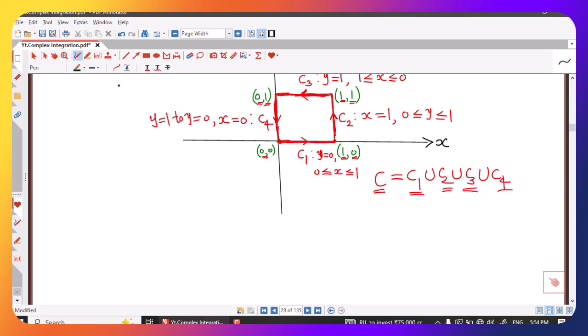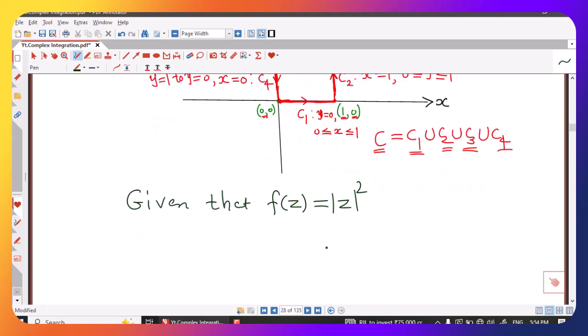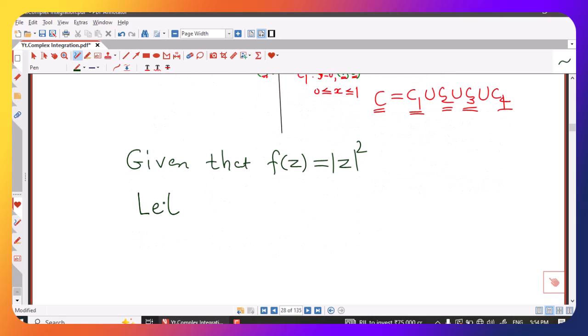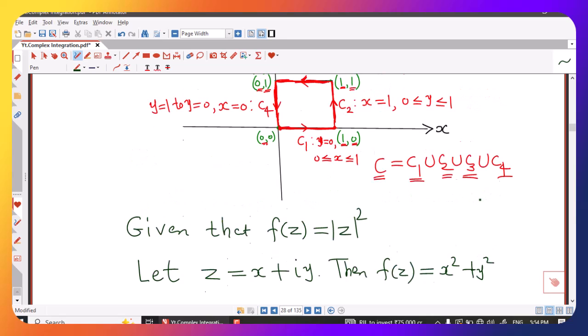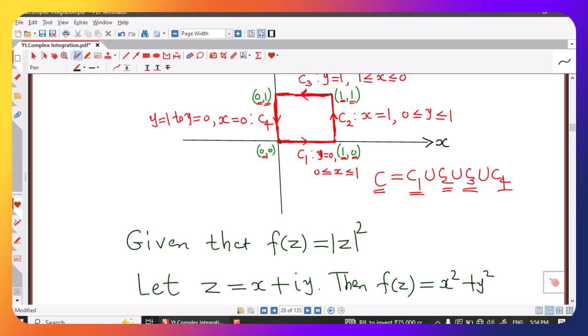So first we write down that the given function is f of z equal to mod z square, and if we let z equal to x plus iy, then f of z is mod z square, that is x square plus y square. Now along different parts of this boundary, or along different curves C1, C2, C3 and C4, this function will be different.